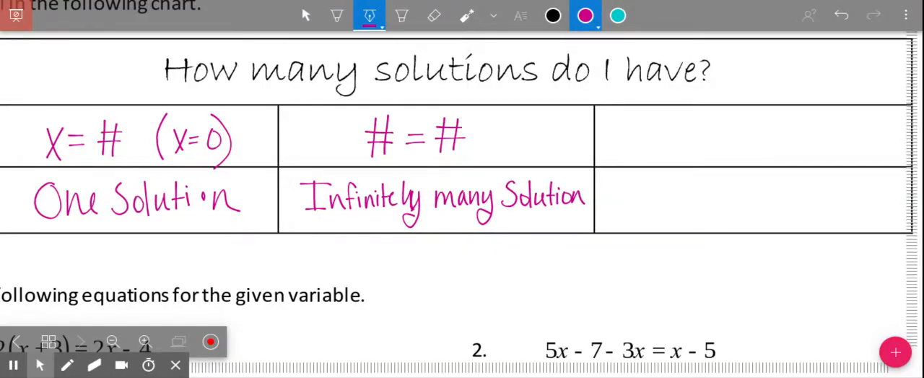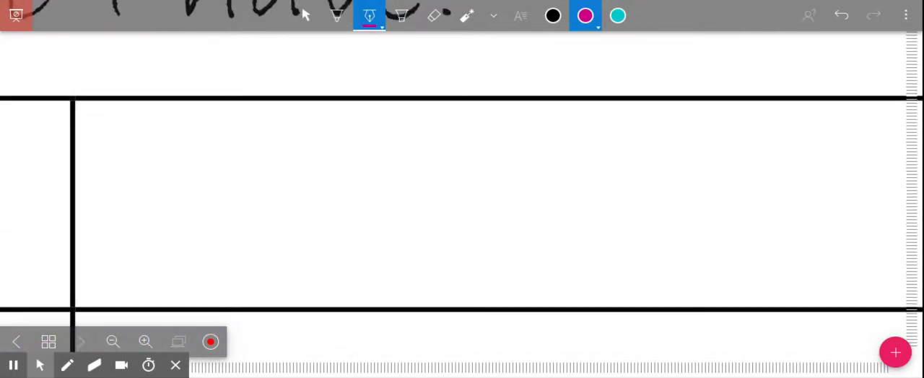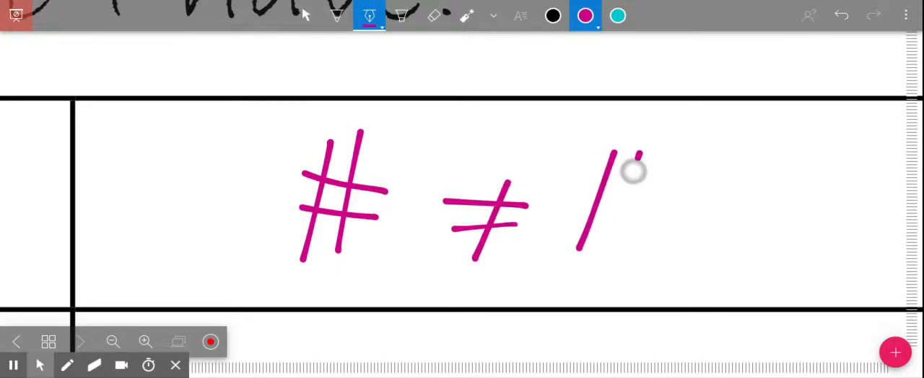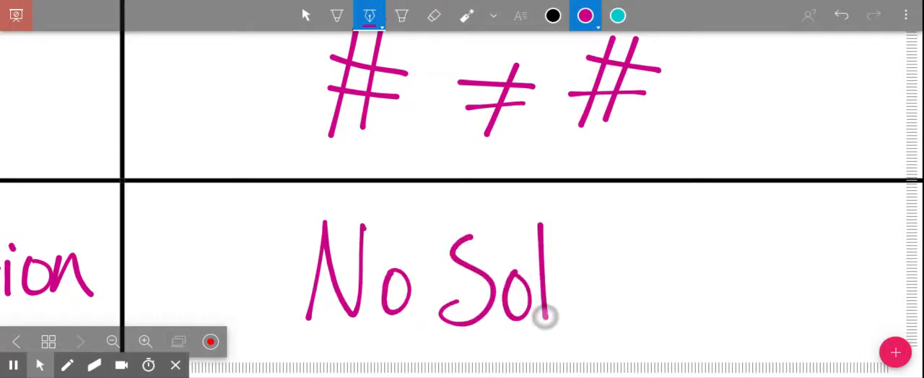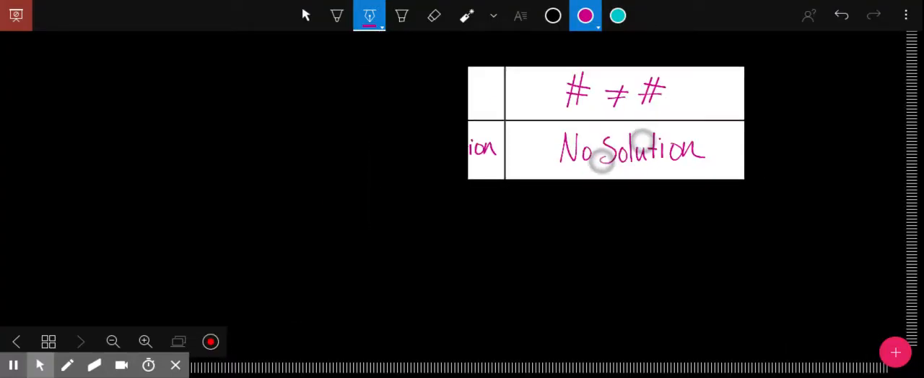And then the last option we have is what happens when you get a number that doesn't equal a number. So if you get like 5 is not equal to 3. Okay, so if you get a number that is not equal to a number, that means you have no solutions. All right, so let's look at a few examples.